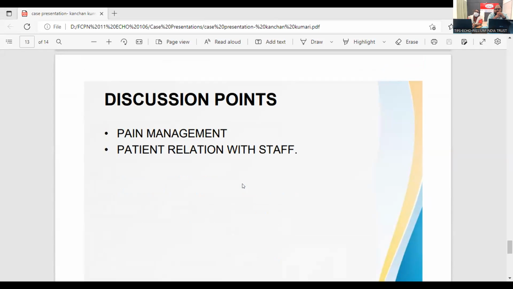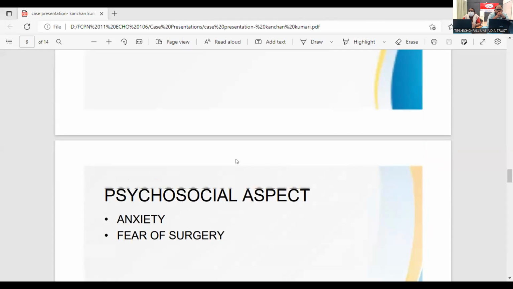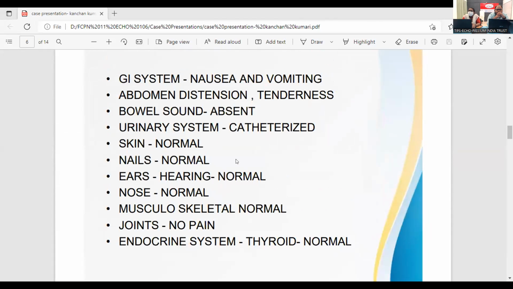I hope no clarification is needed for this presentation. The presentation is clear. From this patient story, you can understand that this patient also developed nausea and vomiting. So what have you learned from this patient story? We have learned intestinal obstruction today. Any specific points?